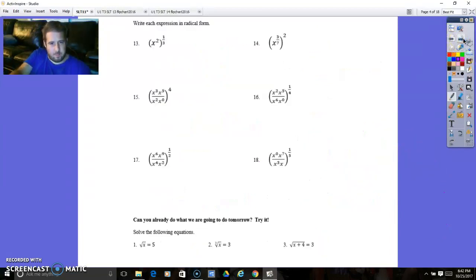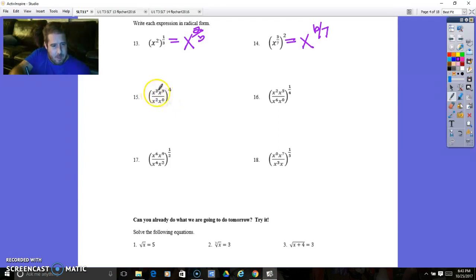Okay, so we got a couple more questions here on the back, and then we'll get to the homework. So x to the 2nd to the 1/3, so that's power to a power, you multiply them. 2 times 1/3 makes 2/3. X to the 2/3, and that's in rational form, no radical. X to the 3/7 to the 2nd, that's power to a power. Once again, you multiply, so 2 times 3 makes 6, x to the 6/7.